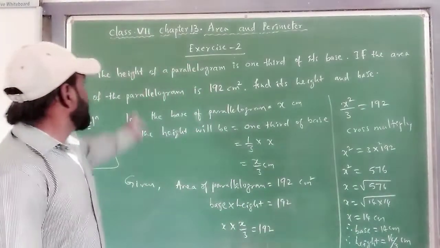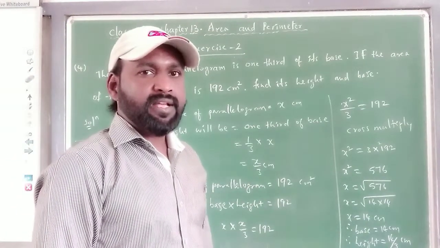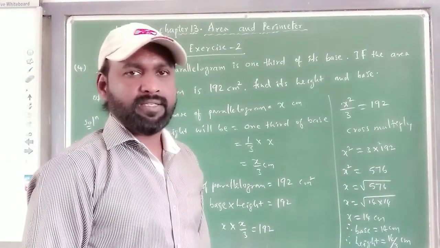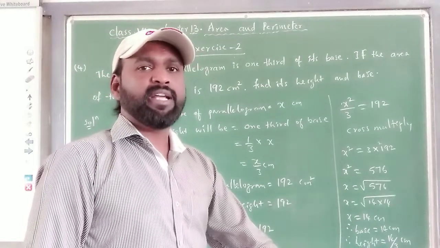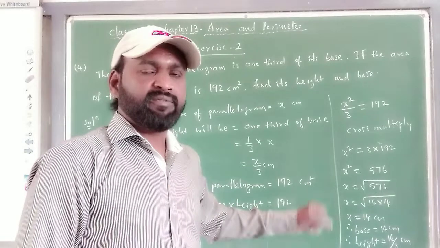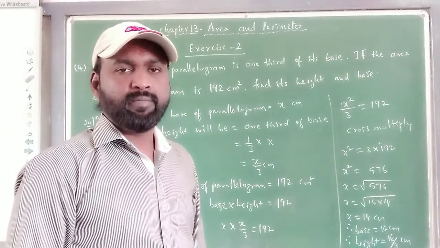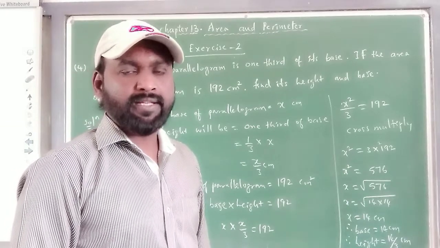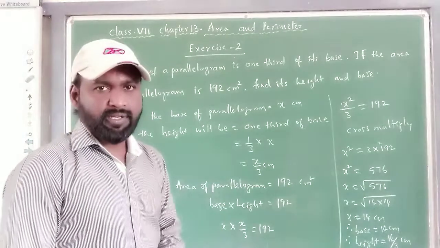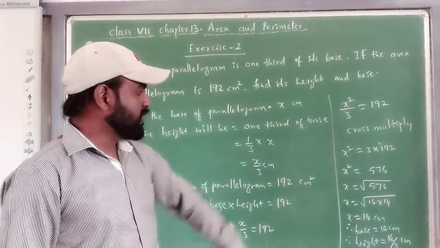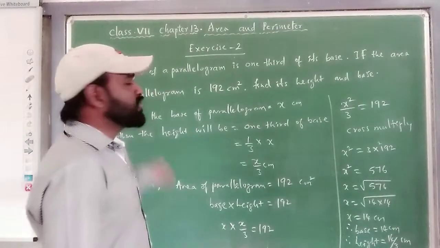Very simple. Read the question properly. Here base and height are related with each other. Height is dependent on the base. Height is given as 1/3 of its base. So we have to assume the base first. Then 1/3 of it will be the altitude or the height. Area is also given, 192. Base into height is equal to area. So substitute the values and go for the simplification. You will be getting the values which you need, that is base is equal to 24 centimeters, height is equal to 8 centimeters. Hope you understood the solution.